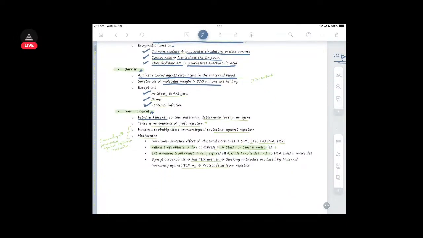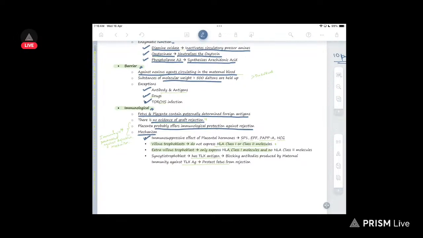Immunologically, the fetus and placenta contain parentally determined foreign antigens, yet there is no evidence of graft rejection. The placenta probably offers immunological protection against rejection. The mechanism is the immunosuppressive effect of the placenta through hormones such as SP1, EPF, PPA, and HCG.